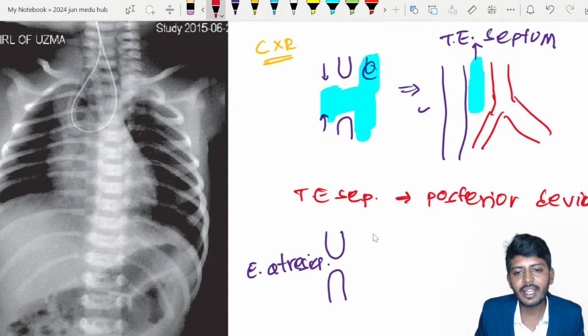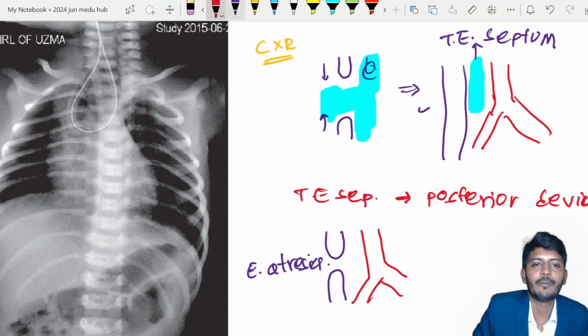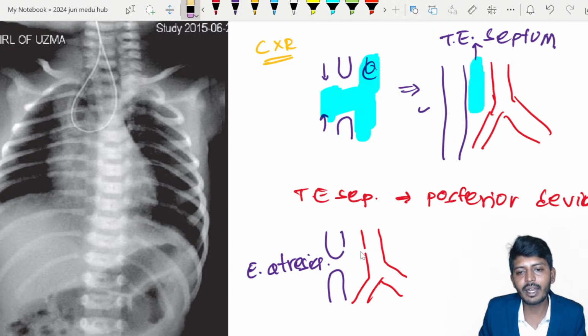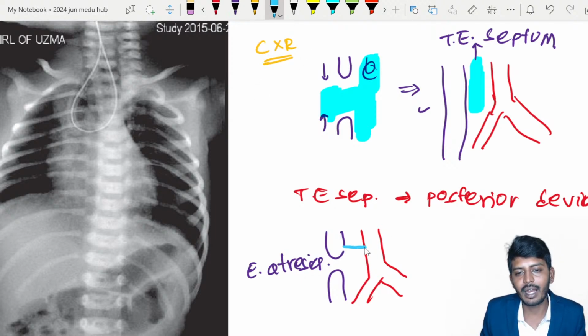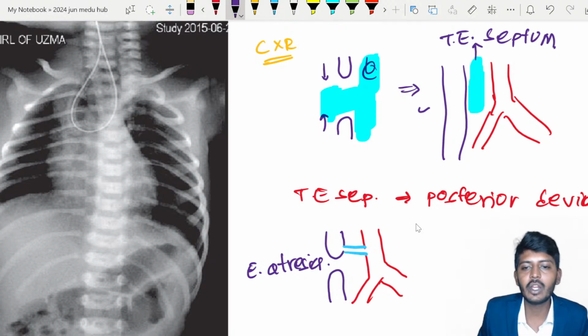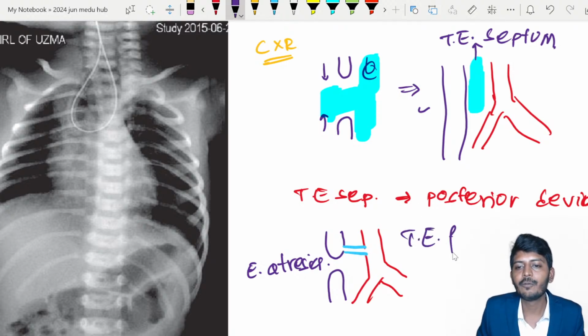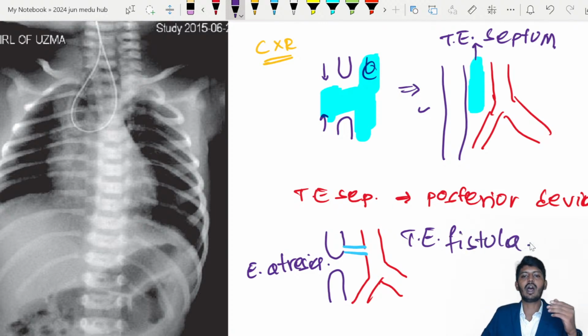Now what will happen? The trachea will develop on its own. Yes, the trachea will be fine. But what can happen? This upper esophagus can create an abnormal connection. Abnormal connection between the trachea and the esophagus is present like this. We will call it a tracheoesophageal fistula.